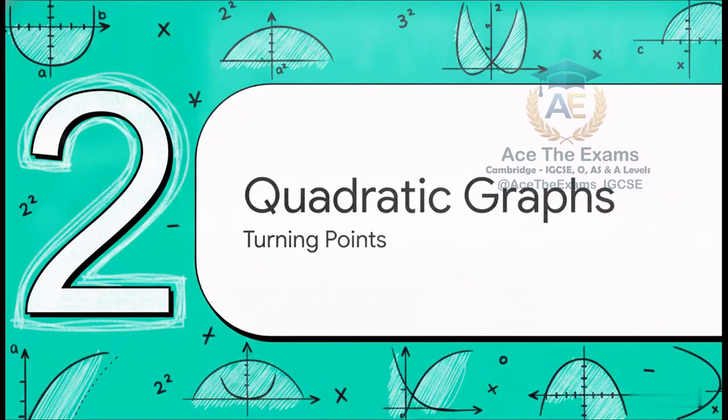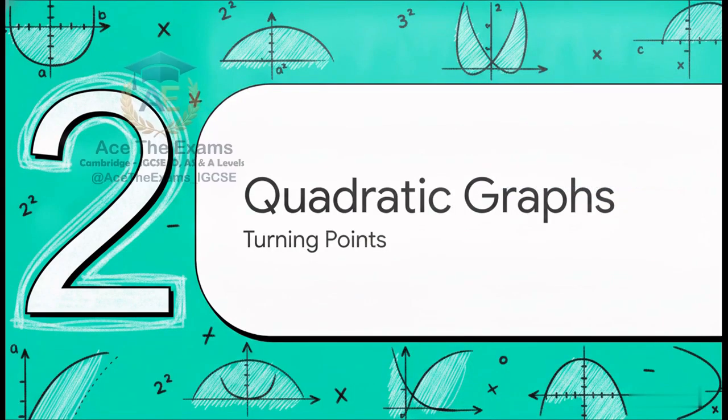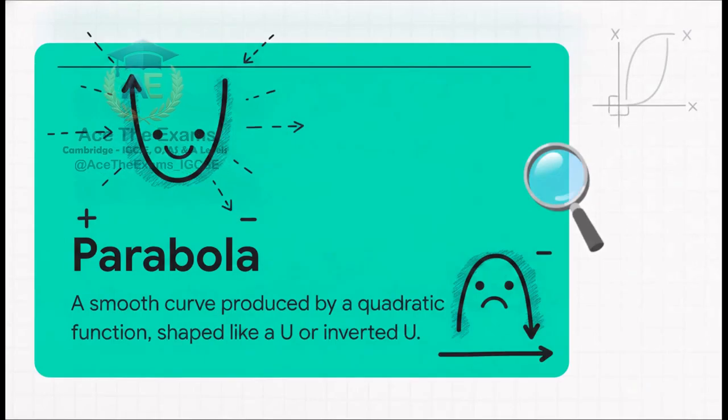Section 2. Quadratics and turning points. This is where the heavy lifting happens. Our first major shape is arguably the absolute most important one for your exams, the quadratic function, where the highest power of x is squared. This produces a beautifully smooth, perfectly symmetrical curve called a parabola.